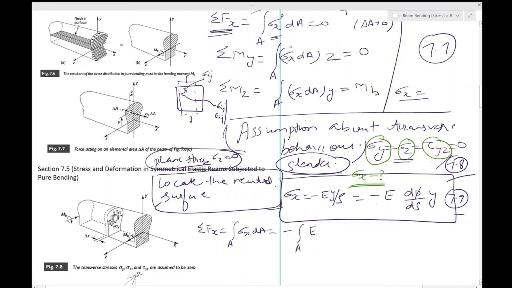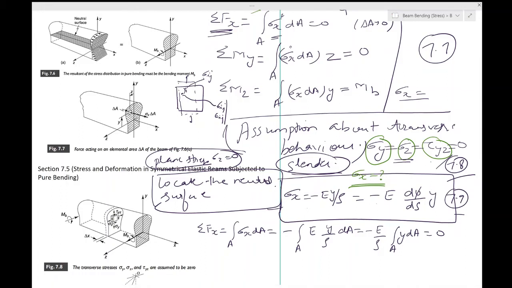minus E by rho, integral of y dA, which is equal to minus E by rho times the integral of y dA, is equal to 0. E and rho can be brought out, and this is what we get.